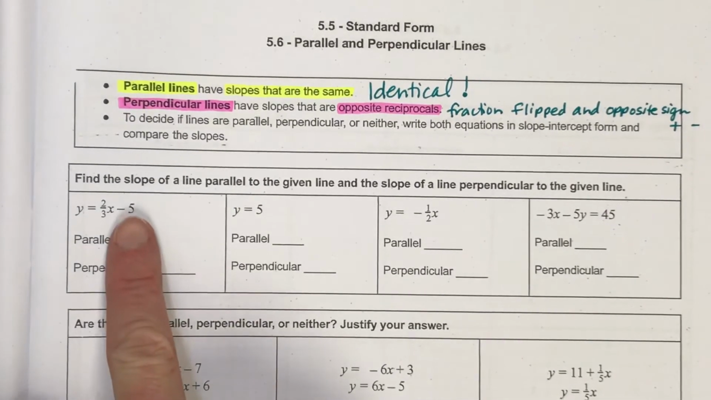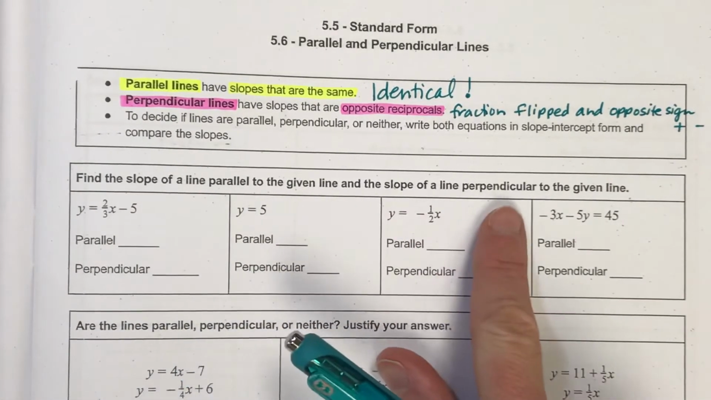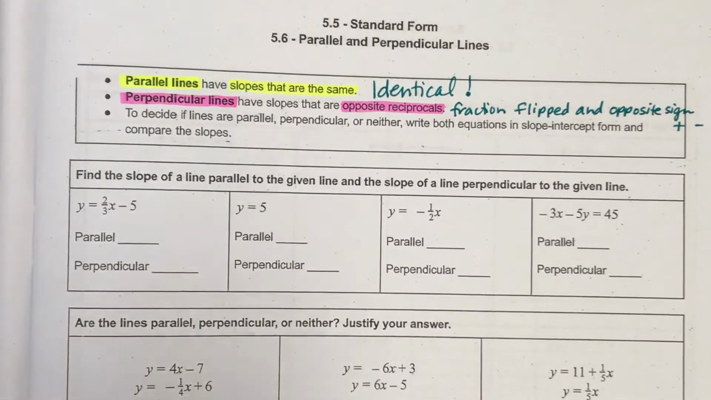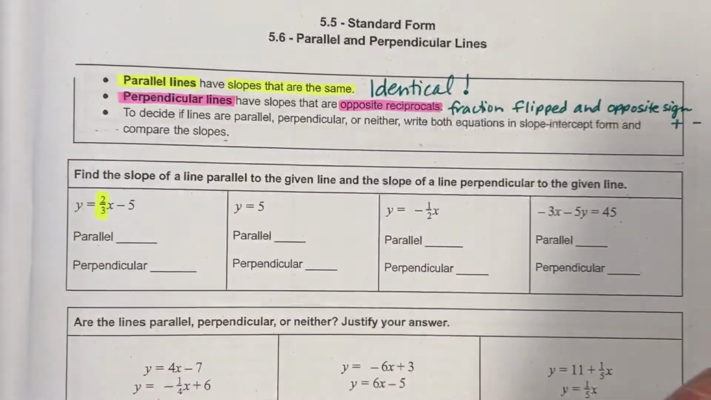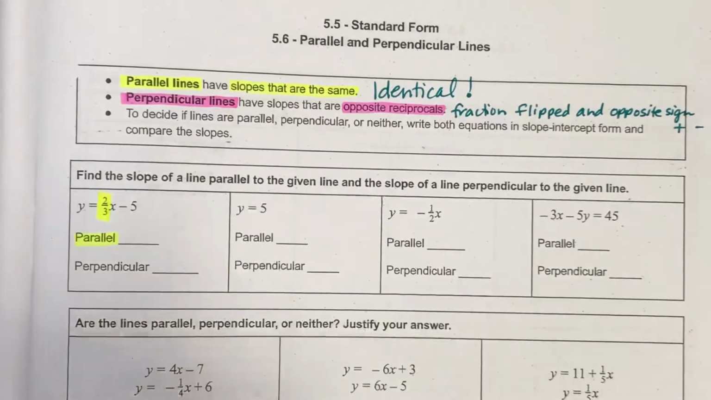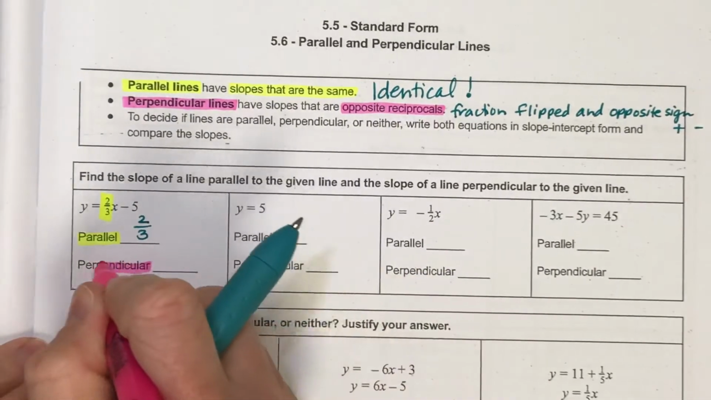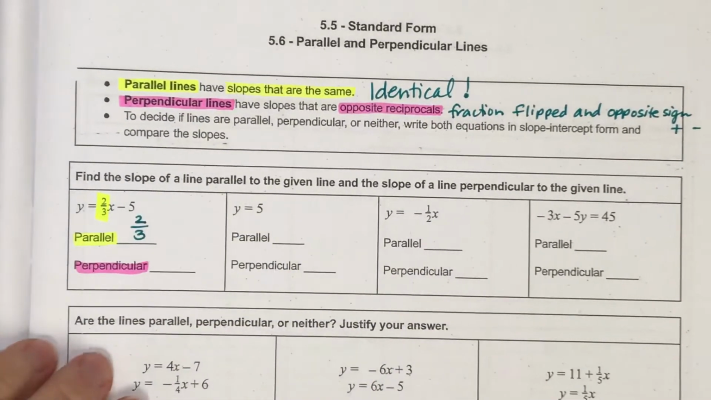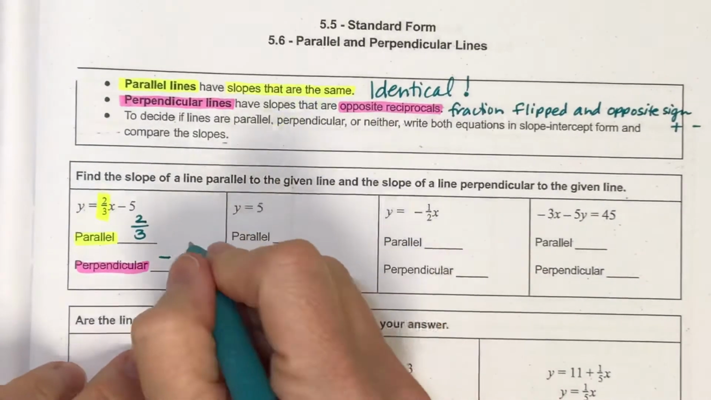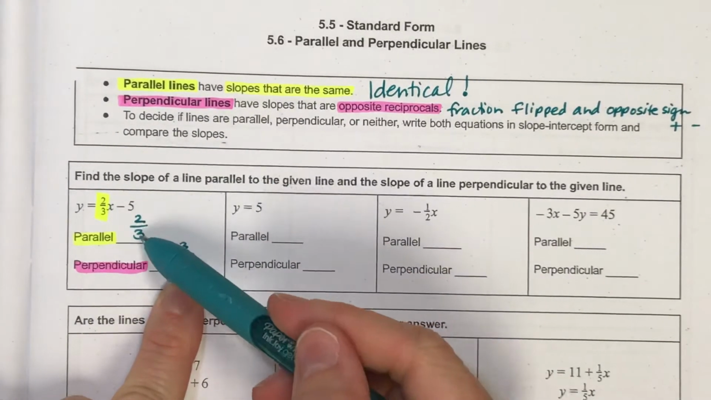So here it says find the slope of a line that would be parallel to the given line and then the slope that would be perpendicular to the given line. What you need to do is identify the slope in your equation. In slope-intercept form, I can identify parallel slope very easily because it will be identical to what you see. But perpendicular slope needs to have the opposite sign. So in this case, it needs to be negative, and then the fraction needs to be flipped upside down, so the reciprocal would be 3/2. That would be a slope that would be perpendicular to 2/3.